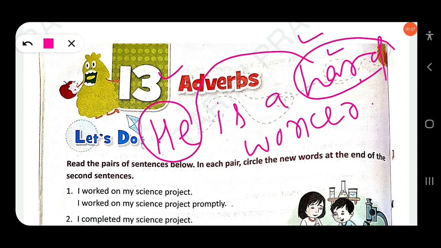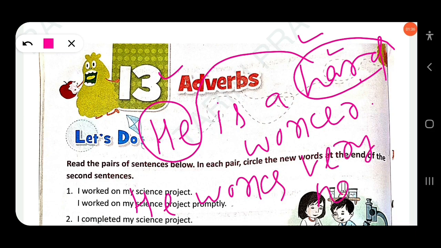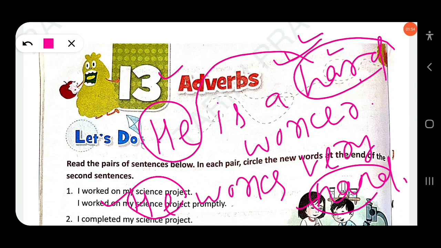Clear? Then take another example. He works very hard. In the first sentence you find the same word, hard, but in the second sentence it does not tell about the person, that means the pronoun or noun. Rather, it tells more about the verb. How does he work? He works very hard. Here hard does not tell about a pronoun or noun, it tells about the verb. So this is known as an adverb.